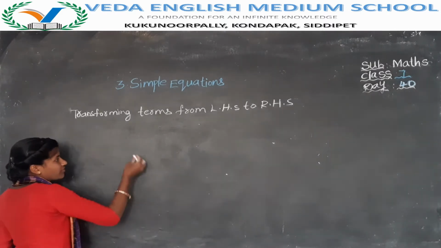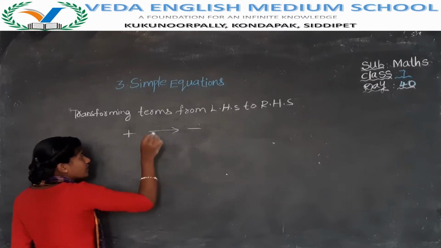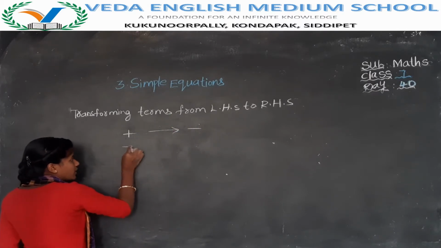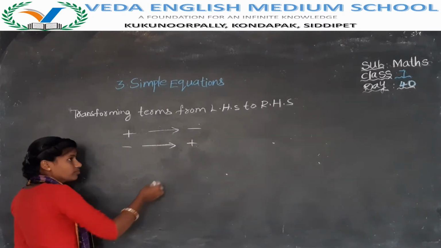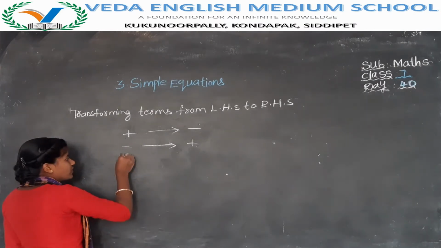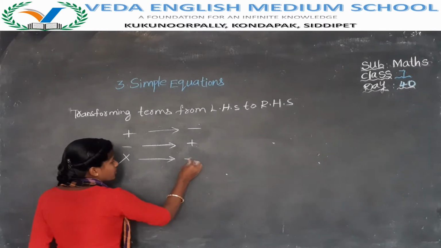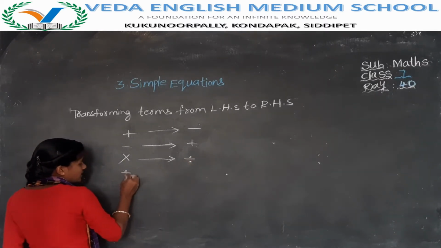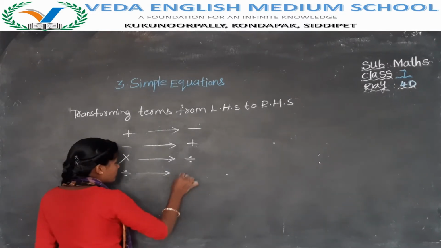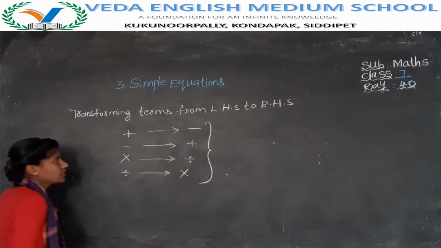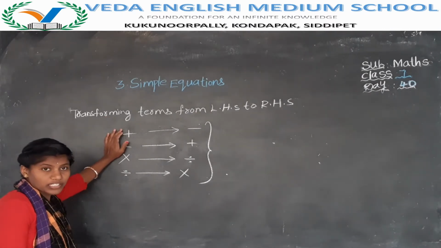For example, if in the LHS we have a plus quantity, then in the RHS the plus quantity becomes a minus quantity. If in the LHS we have a minus quantity, then when it goes to the RHS it becomes a plus quantity. If the term in the LHS is in multiplication, then when it goes to the RHS the term becomes division. If the term in the LHS is in division, then when it goes to the RHS it becomes multiplication. These are the transformations of signs when transforming the terms from LHS to RHS.